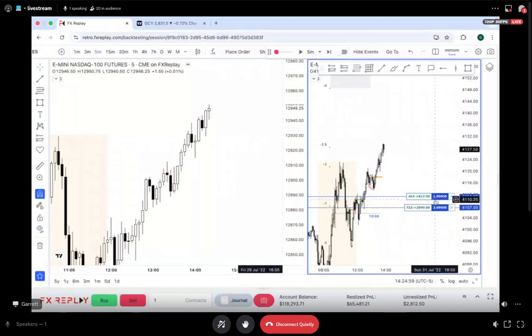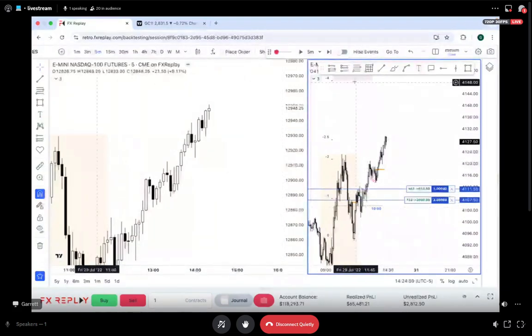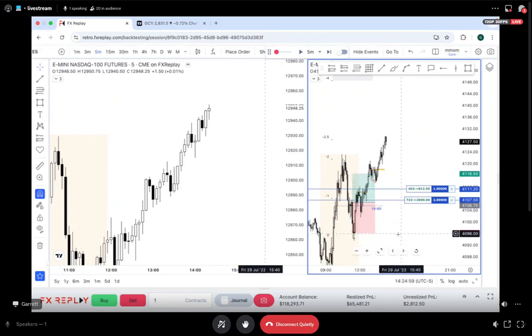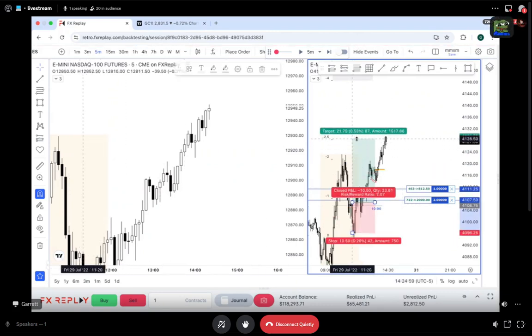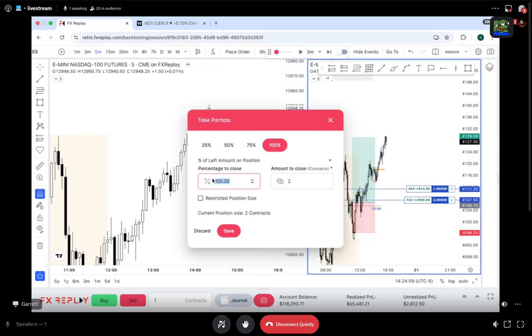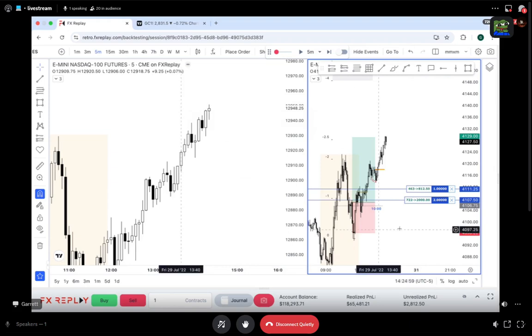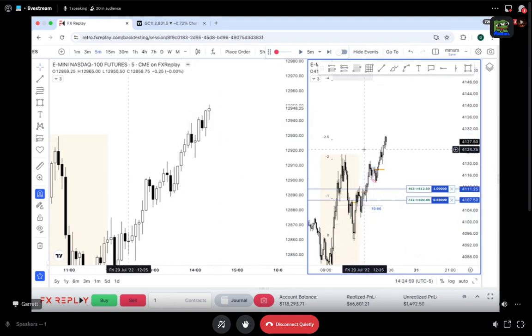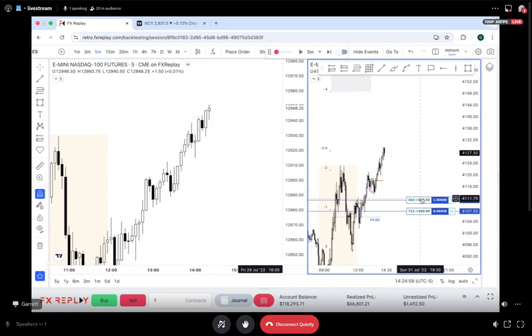We could probably start partialing, huh? Like, what's this trade at? So we entered here, remember? Put a stop loss at the body. That's what I do personally. Are we at 2R yet? Yeah, we'll take off like 66% again. We'll just leave this one open, to be honest.